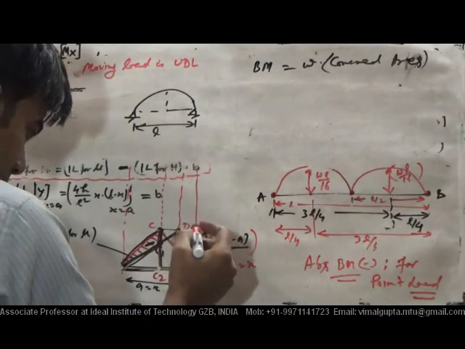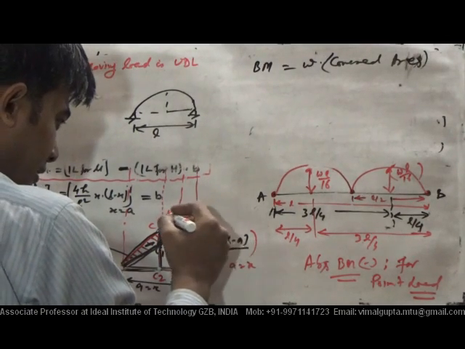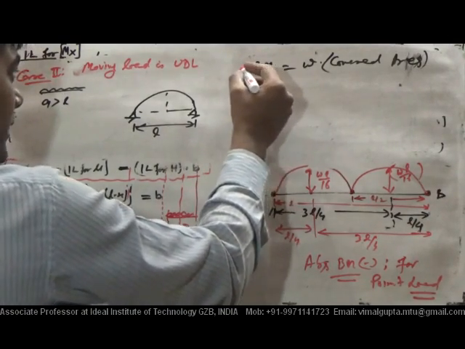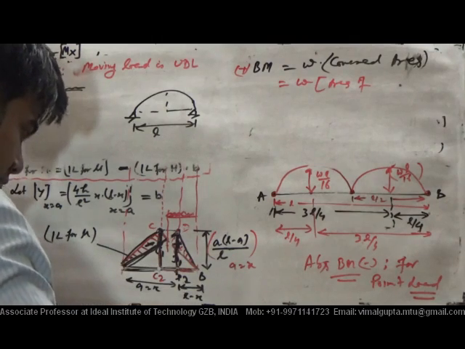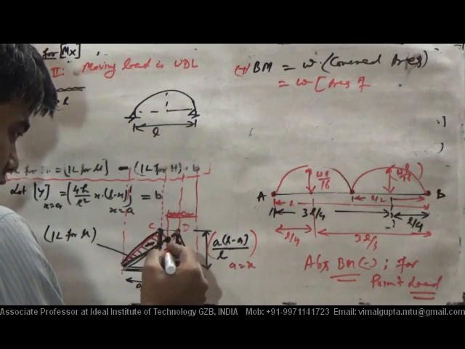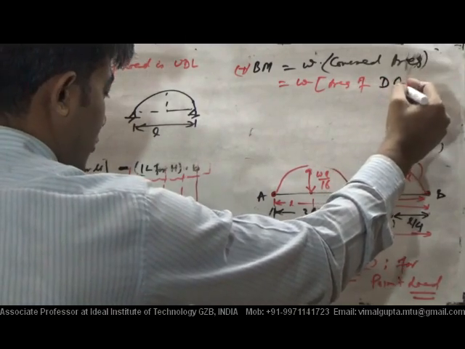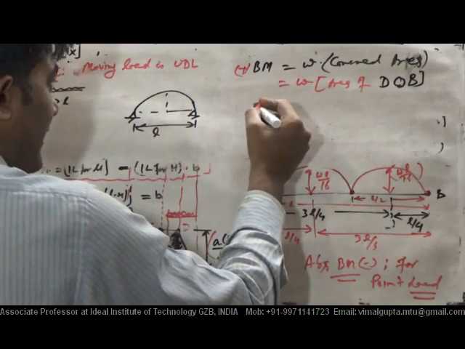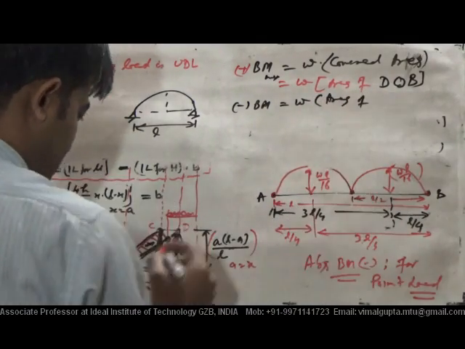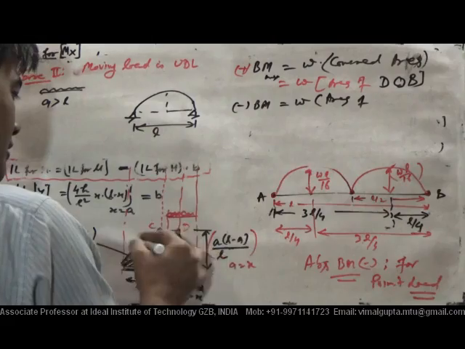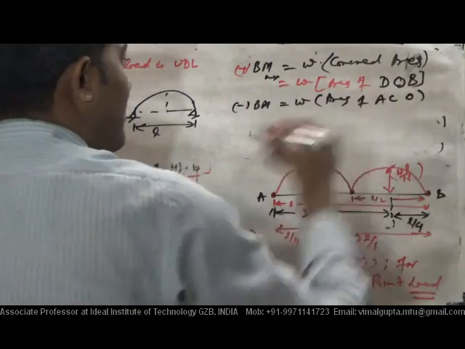Okay, so for positive bending moment, the UDL should occupy this place. What will be that value? If this point is D and this point is suppose O, it will be the area of this one, so the area of D, O and B. Similarly, the maximum negative bending moment will be W into covered area. The covered area will be the area of this one. If this point is A, it will be A, C, O, the area of this triangle.